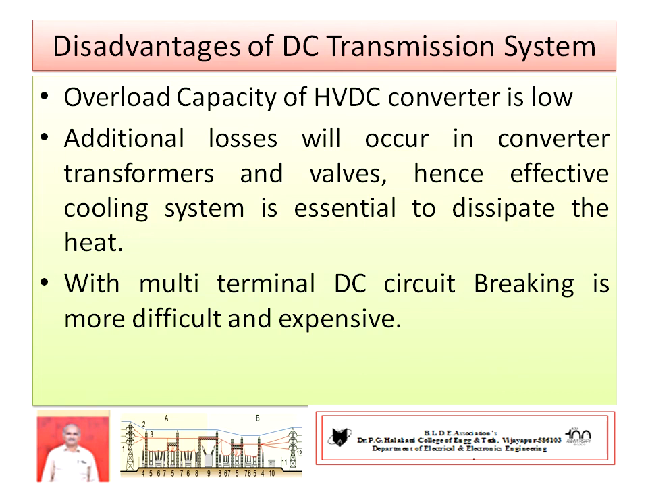Then additional losses will occur in converter transformers and valves, hence it requires an effective cooling system for effective heat dissipation. And one more thing, as compared to an AC system, DC circuit breaking is more difficult and expensive. So these are some advantages and disadvantages.